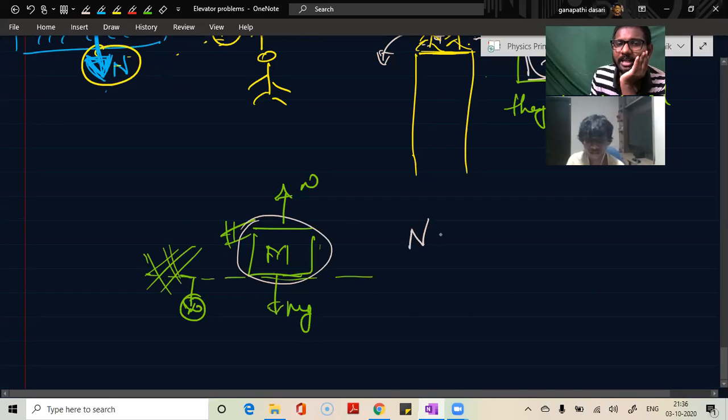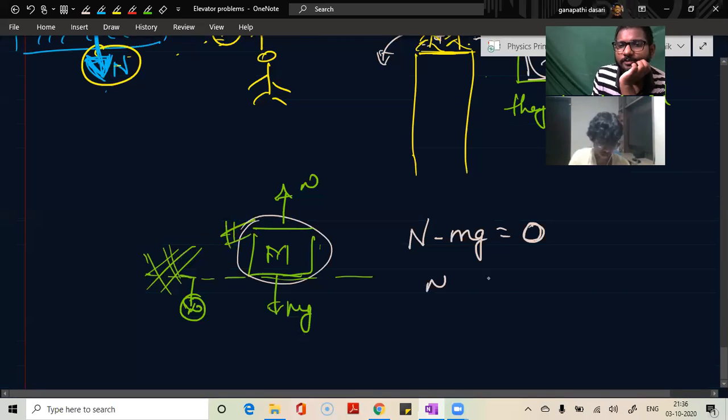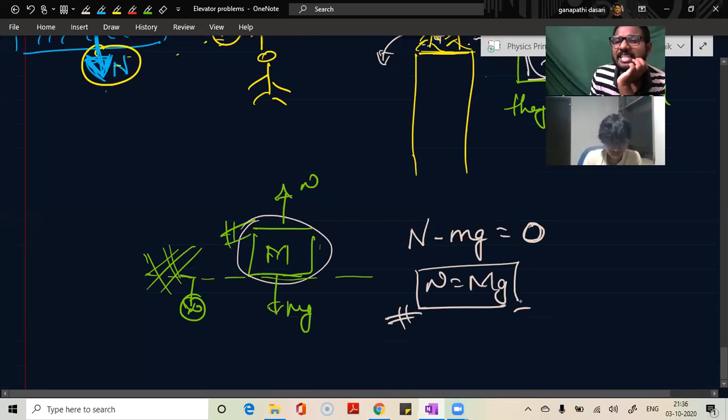Then N minus mg is equal to what? 0. Block is at rest. N is equal to what? Mg. And in this case, it has become mg. You should not remember it to be mg always. People will make mistakes.